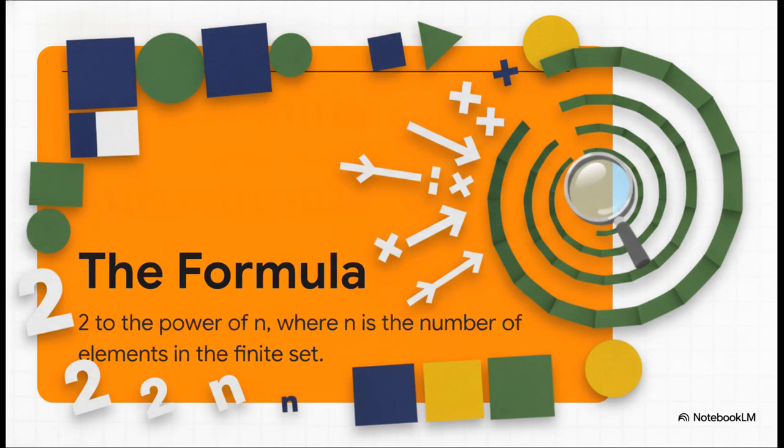Because we're just multiplying the number 2 by itself over and over, we can write this out as a simple, magical mathematical formula. 2 to the power of n. In this formula, the little n simply represents the number of elements in your finite set. You literally just count the elements, put that number in place of n, and do the multiplication. This is your perfect, powerful shortcut.